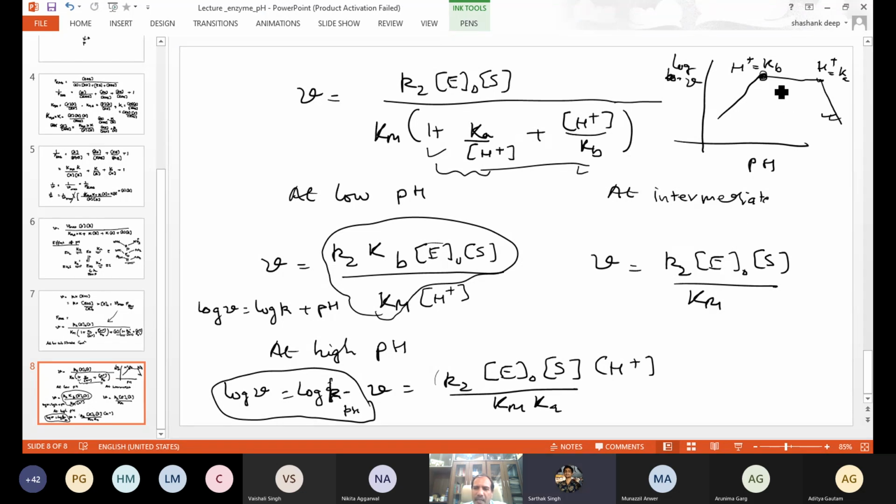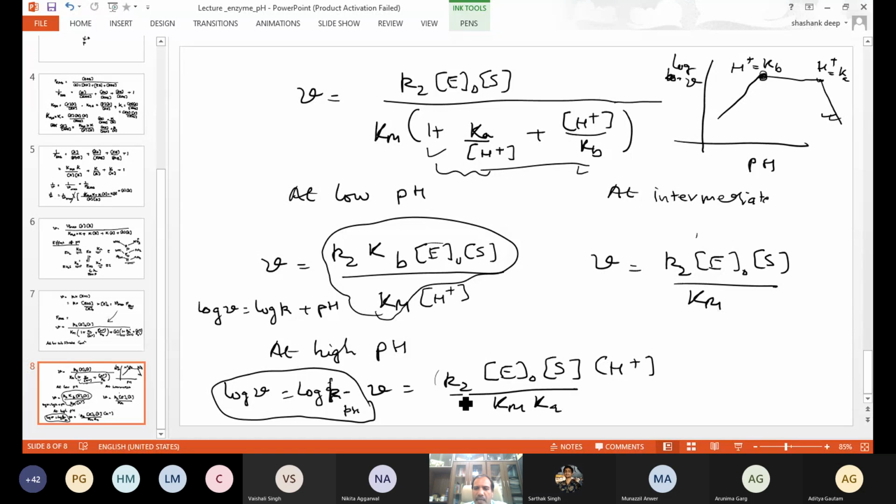Isn't it? I think you couldn't hear when I equated these two, so that part probably got missed. This part is equal to this; this is the equation of this line, right? Yes sir. And this is the equation of this line, independent of H plus. So log V is equal, but then V will also be equal. If log V is equal, V will also be equal, am I right? Yes. And so I just equated these two. What I got: K2 cancels out, E naught cancels out, S cancels out, Km cancels out. What is left? Kb by H plus is equal to 1. So Kb is equal to H plus, or H plus is equal to Kb. That's what I have written here.